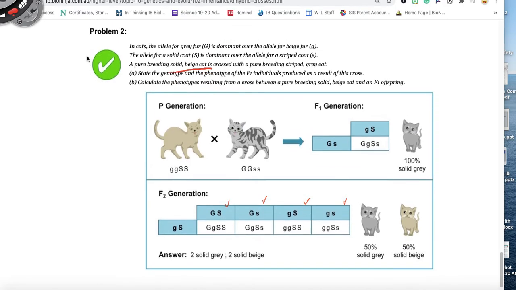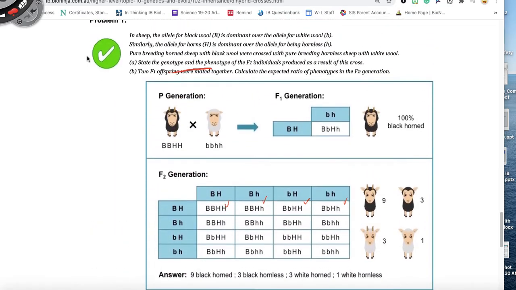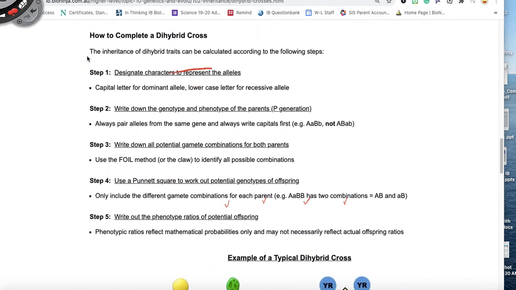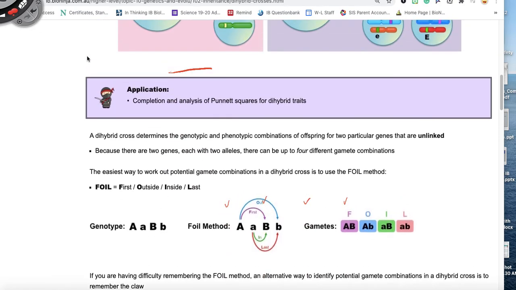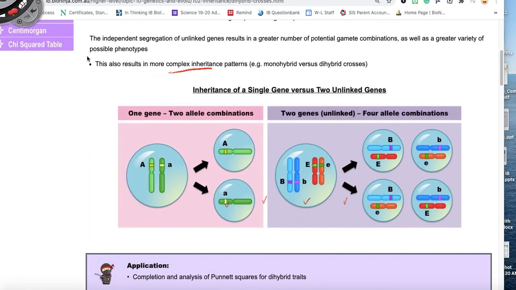So nothing that we've done here as far as dihybrid crosses is new, right? Everything is a review from 9th grade and HL1 SL material. The only thing that I want to emphasize, though, is that we are looking at Mendelian genetics with unlinked genes, genes that happen to be on different chromosomes. Okay, so that's it for dihybrid crosses.